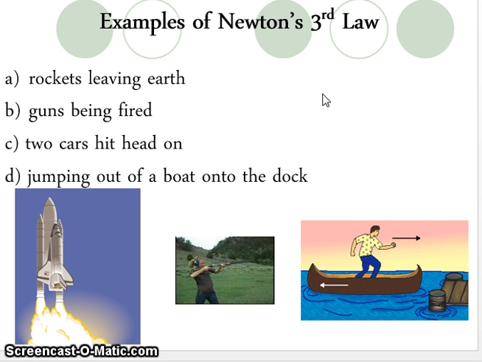Another great example would be when people fire guns. The recoil of a bullet being fired from a gun is a perfect example because the action force is the gun pushing the bullet away from the gun, and the reaction force is the bullet pushing back against the gun, or the recoil. Some other examples would be two cars that hit head-on, or even jumping out of a boat onto a dock, like we can see in this picture, with the arrows representing the forces.